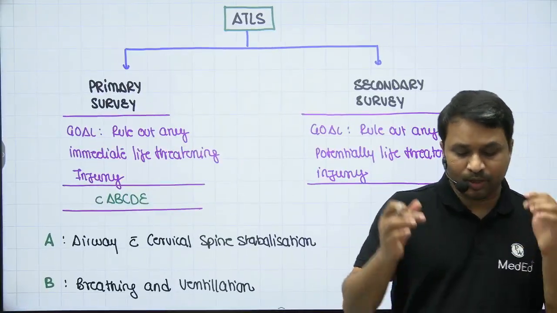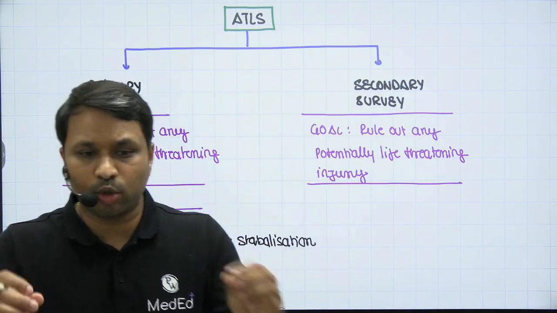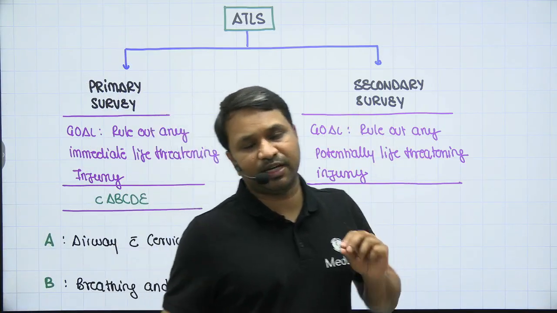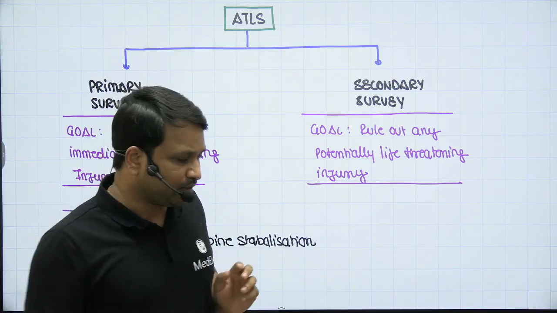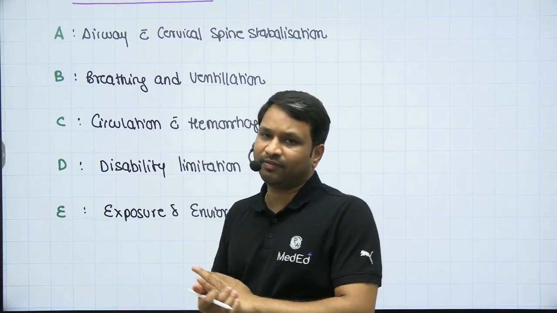Then we spoke about the ATLS components: we have primary and secondary survey. The goals are pretty much listed. The primary survey is to rule out any immediate life-threatening injuries, whereas the secondary survey is to look for every minor as well as potentially life-threatening injury. Now, how do you go about it? In order to control it, we have the ABCDE protocol.